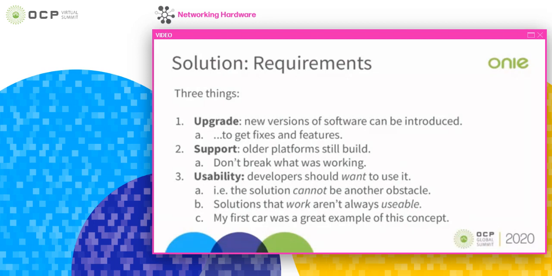I can't introduce a solution that's just going to be another problem for people to work around or try and figure out or have to deal with. I want that to be as easy as possible, because solutions that work aren't always usable. My first car was a great example of this. It was great for going from place to place, but if I wanted to roll down the window or turn on the radio or know how much gas I had, it didn't work that great.